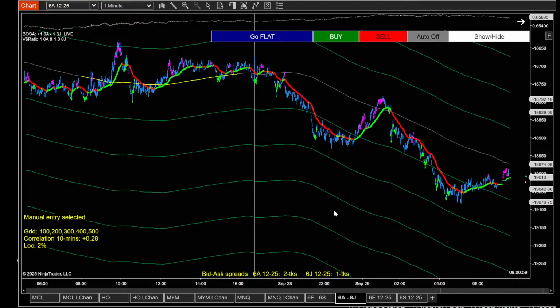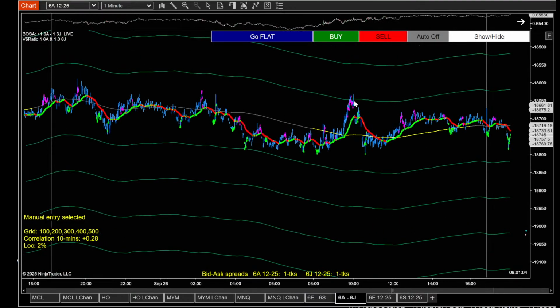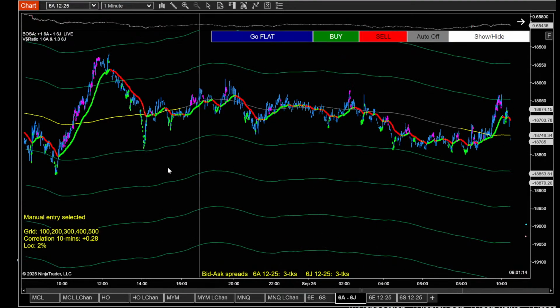Let's look historically here. Right here was a pretty good setup. We just went above the upper green. I would have sold when we hit that moving average, and we would have gotten out in about the middle area, which is that yellow line.